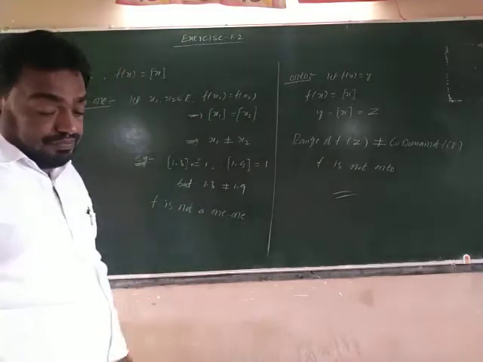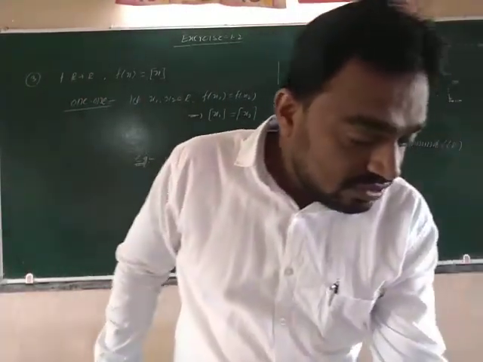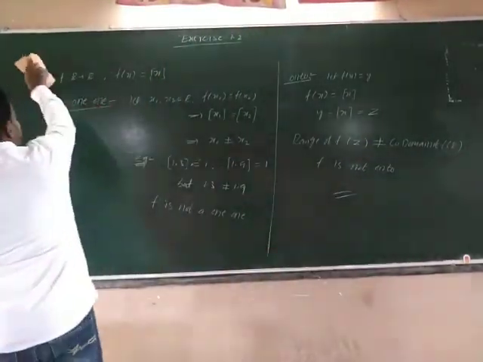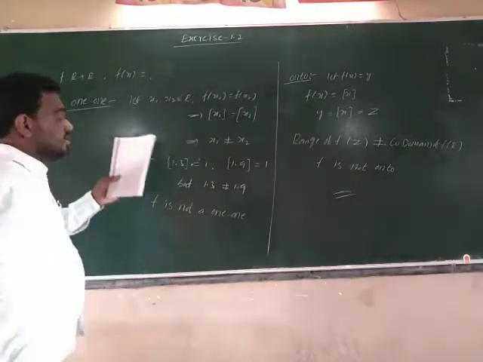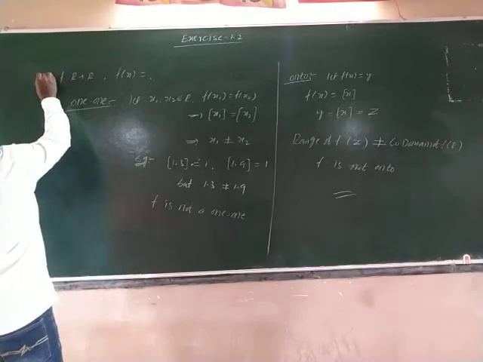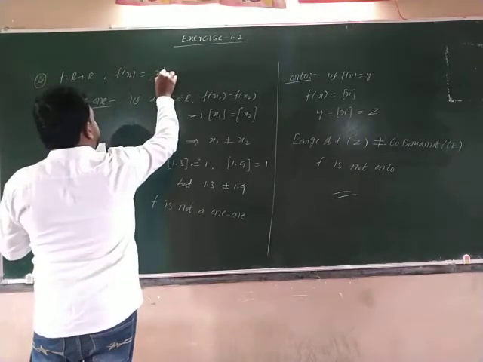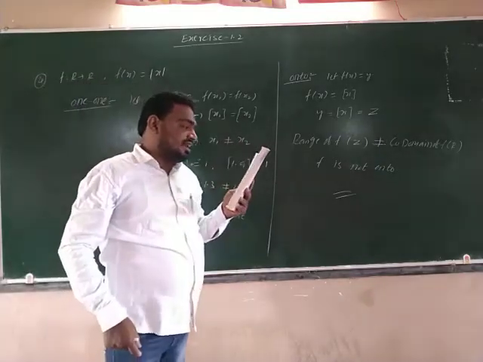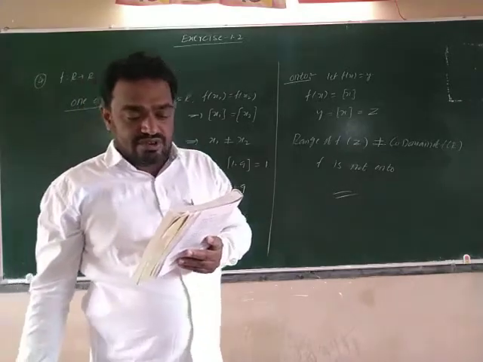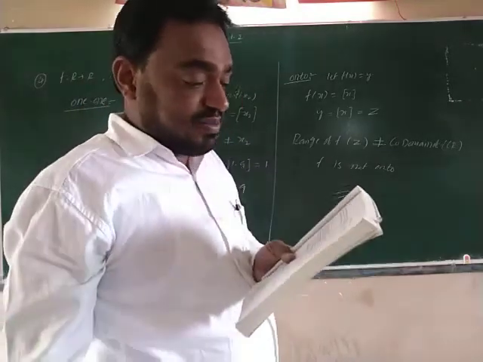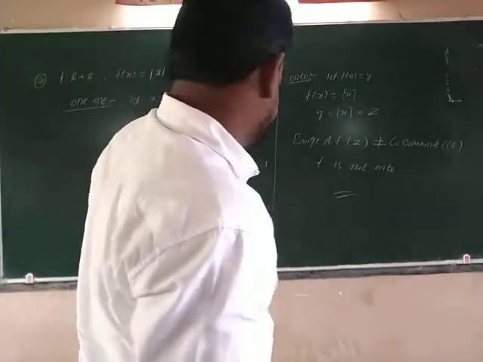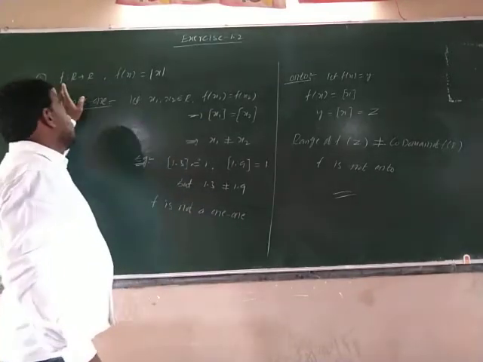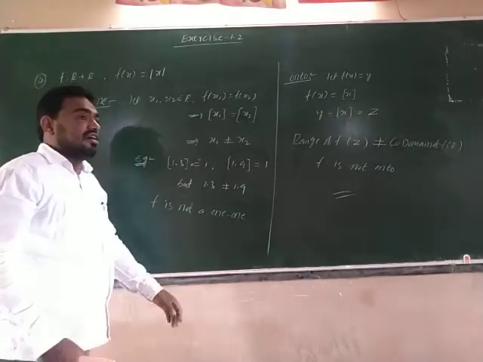Okay, this exercise. Next, the fourth question. Show that the modulus function f from R to R defined by f of x is equal to mod x is neither one-one nor onto, where mod x is x if x is positive or 0, and mod x is minus x if x is negative. What we are doing here: the given function is neither one-one nor onto.